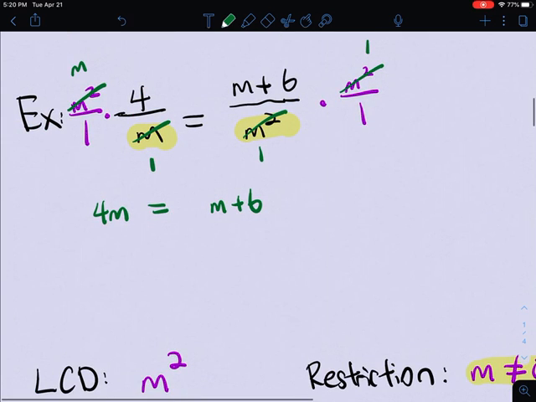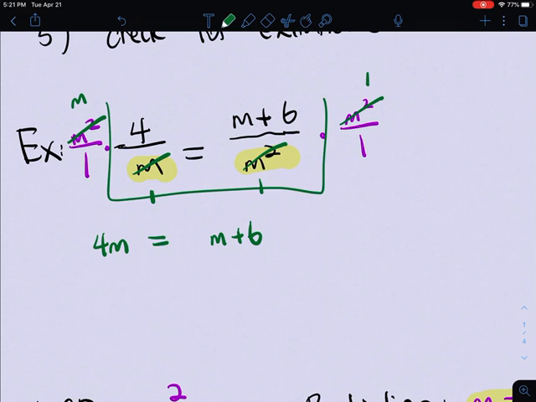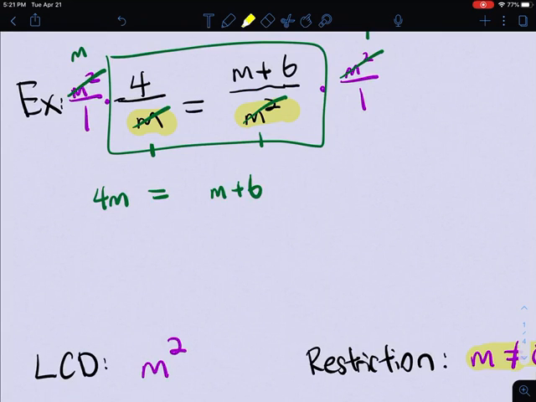Okay, so now look at what we did. We started with this equation where we have two fractions, one on each side, but we ended up with just this: 4m equals m plus 6.